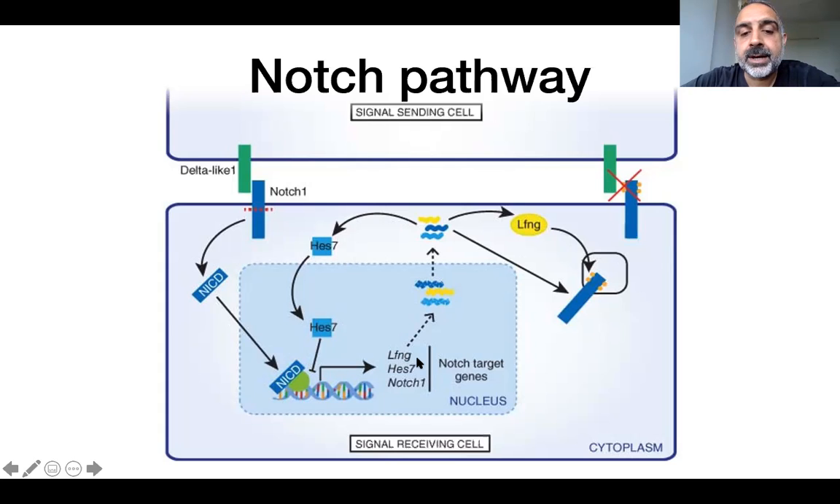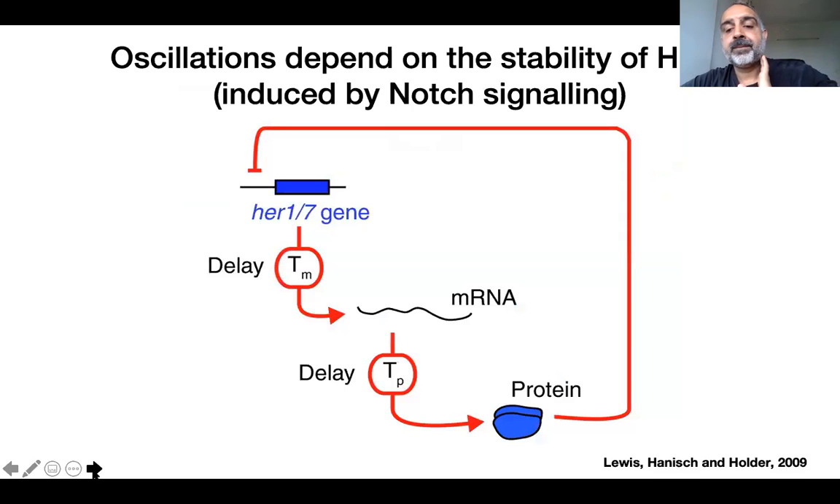Okay, so you can see now that we have the elements of a reaction diffusion mechanism, or a kind of feedback loop where Notch is activating itself, but also inhibiting itself as well. And so this plays out in a very interesting way, as shown very recently. It seems that the oscillations are very much dependent on this HES7 gene, which is induced by Notch signaling. And this has been shown classically by Julian Lewis and Nigel Holder here.